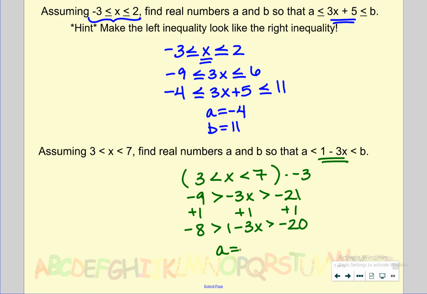So what's my a? Yeah, you got to be careful here. A is -20 and B is -8 because my signs are pointing the opposite direction. B is the bigger number, A is the smaller number. All right, that's it for our lesson today.